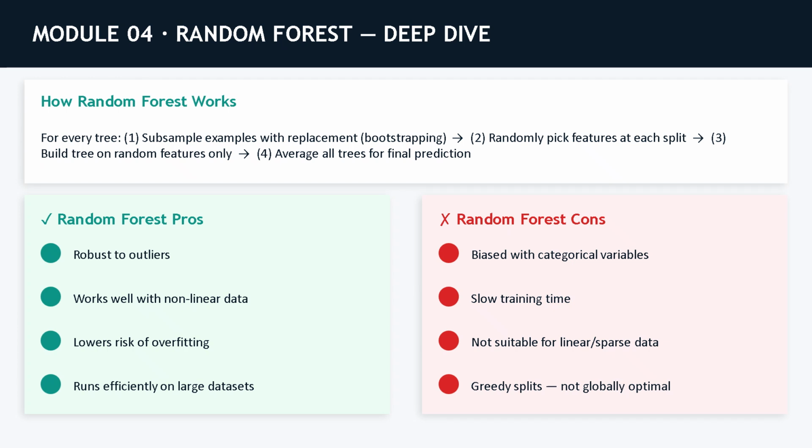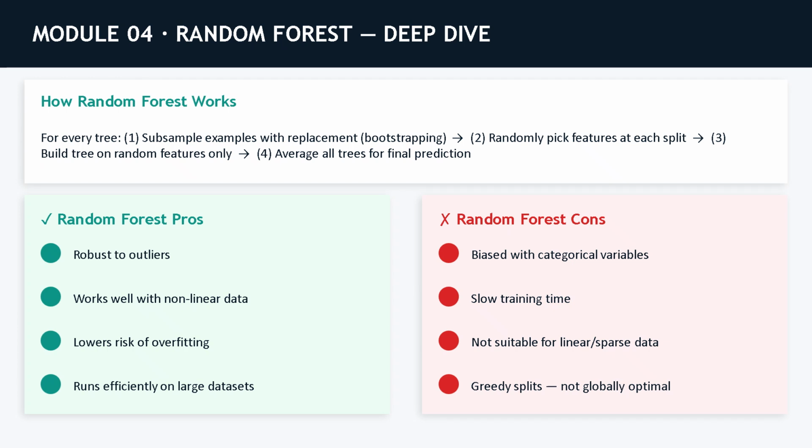Moving on to the random forest. We talked about the random forest previously, and we said that it is just bagging with an extra twist. And we said that bagging is parallel. Now, going into the random forest, what is it and how does it work? For every tree, the first thing you do is subsample examples with replacement, which is bootstrapping. Then you randomly pick features at each split. Then you build the tree on random features only. And finally, you average all the trees for the final prediction. That is basically how the random forest works.